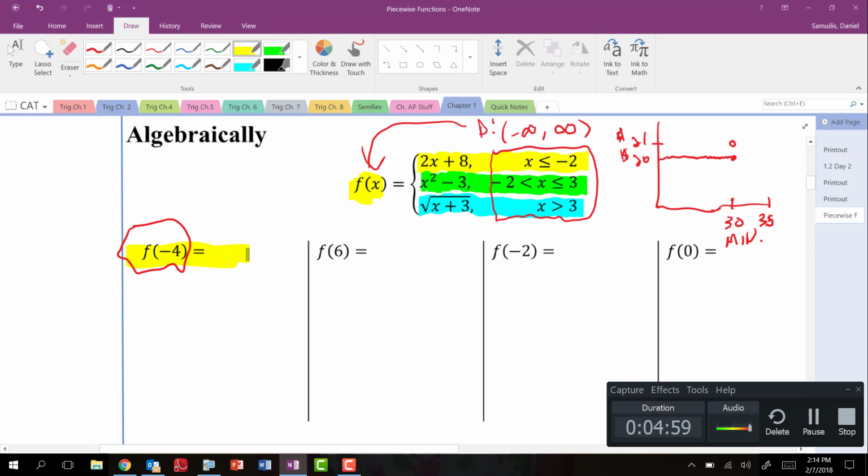Yellow. So this means negative 4 is actually the first piece. What's 2 times negative 4? Negative 8 plus 8 is 0.